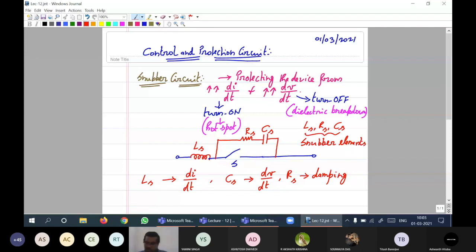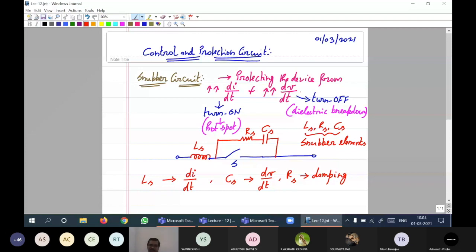Now, generally, there will be a stray inductance in the circuit, in any circuit for that matter. If you have an AC circuit, the source inductance will play a role, will be the stray inductance. If you have a DC circuit, again the stray inductance will be there. Some DC circuits will have an inherent inductor. If you take a boost converter for that matter, that will have an inductor very close to the source. So LS may not be explicitly added onto a circuit.